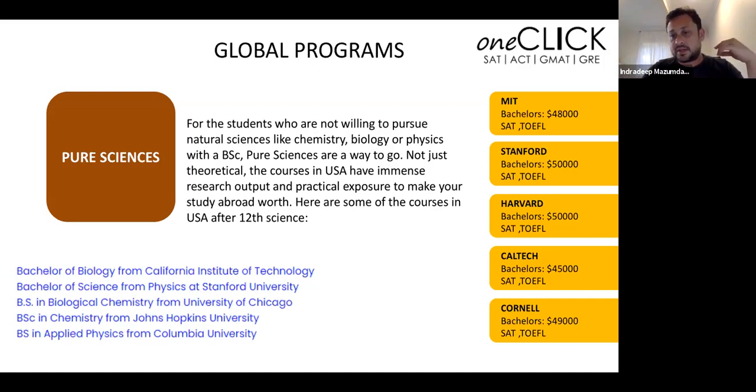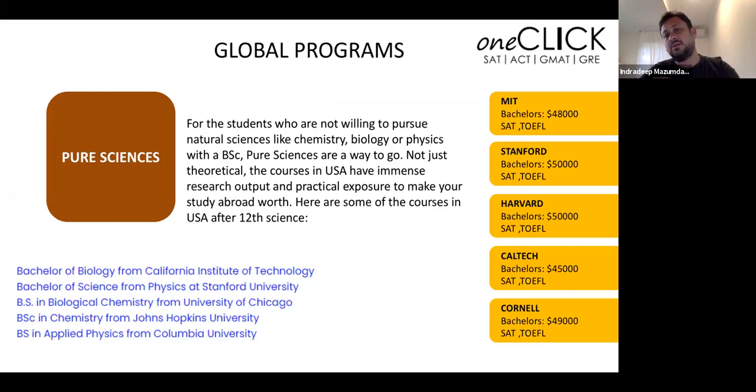As you see, the colleges on the right, for example, MIT, Stanford, Harvard, Caltech, Cornell, these are the top ones. Their tuition fee is about $48,000, $50,000, and they require an SAT and a TOEFL for their undergrad studies. Some of the other courses that are also extremely popular. So what I've done is I've looked at all the different courses that are there, and I've looked at most popular ones from Indians. So Bachelor of Biology from Caltech, Bachelor of Science from Physics at Stanford, Biological Chemistry, BSc in Chemistry from Johns Hopkins.